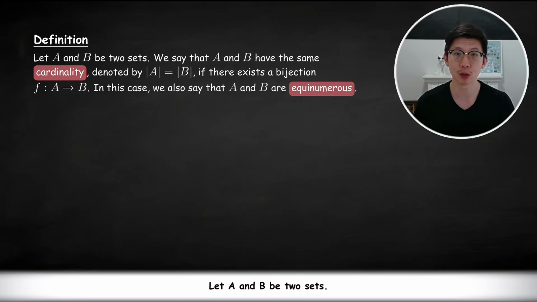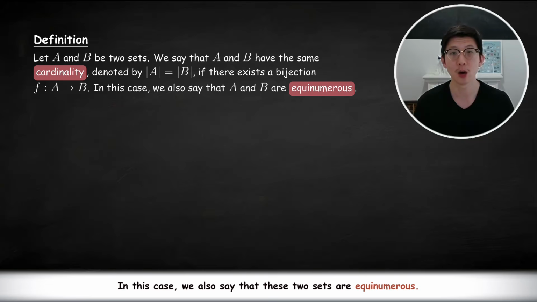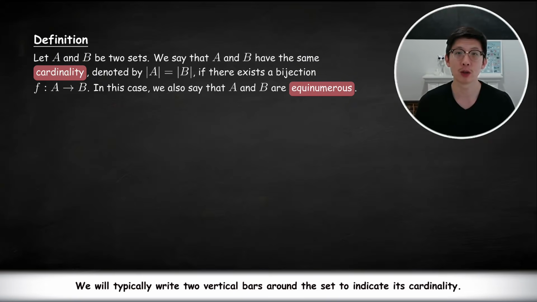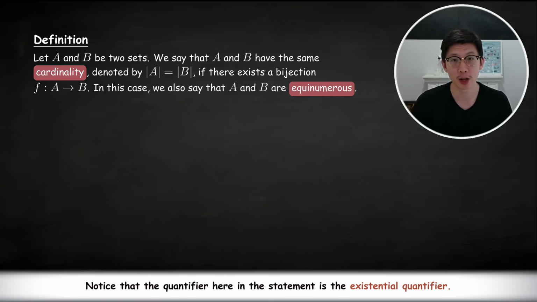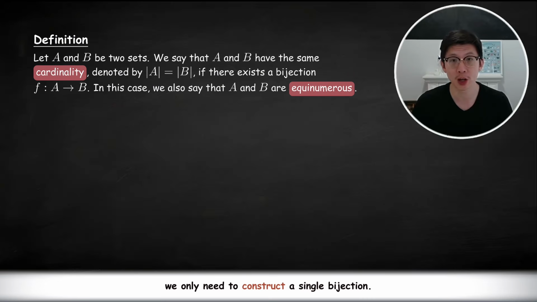Let A and B be two sets. We say that the cardinality of A is the same as that of B if there exists some bijection f from A to B. In this case, we also say that these two sets are equinumerous. We will typically write two vertical bars around the set to indicate its cardinality. Notice that the quantifier here in the statement is the existential quantifier. In other words, to show that the cardinality of A is the same as the cardinality of B, we only need to construct a single bijection.